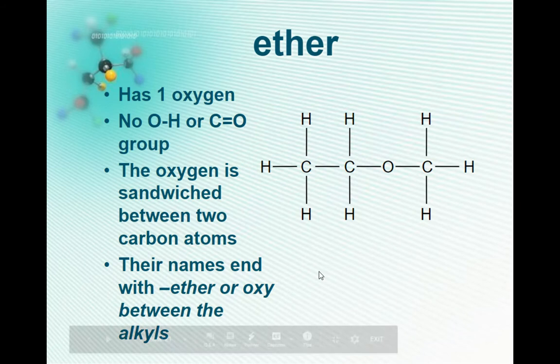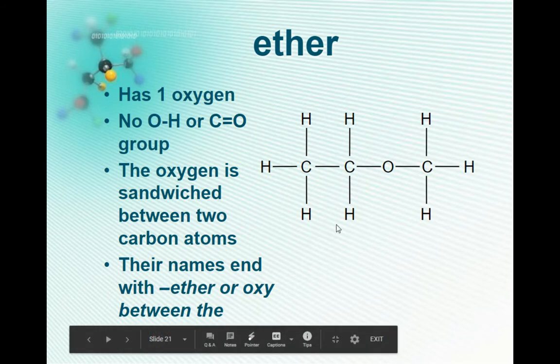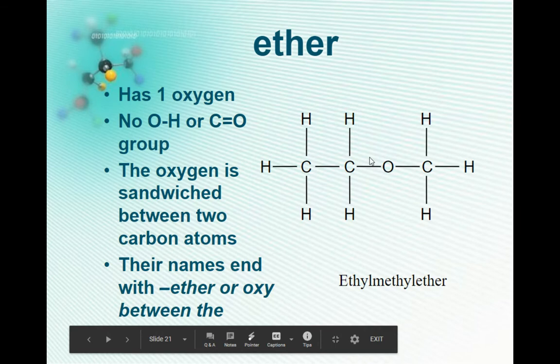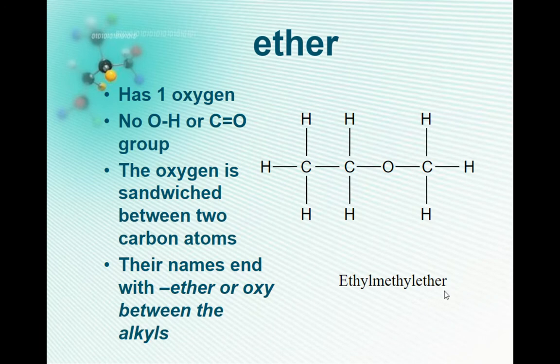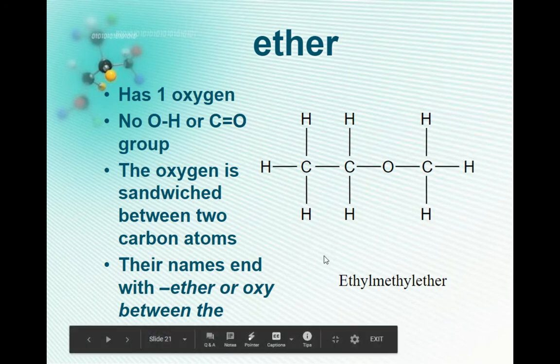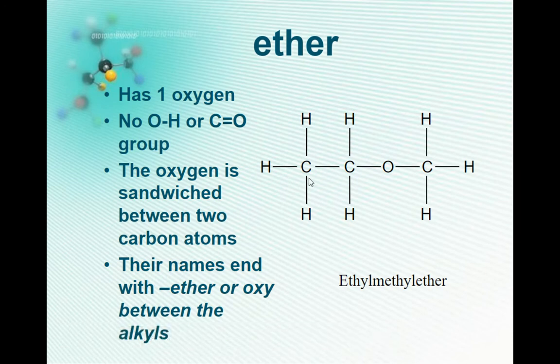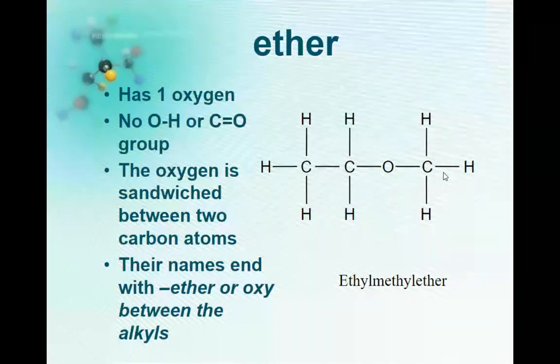So with the ethers, there's a couple different ways that you name it. What I would like for you to do is just name the 2 alkanes that are in between it, and then just put ether at the end of it. So this is an ethyl, this is a methyl, and then just put ether. Sometimes you'll see it named with oxy in the middle of it. I'm not going to do that this year. Just deal with whatever the chain is on the left, whatever the chain is on the right, and then do it alphabetically, and then say ether.